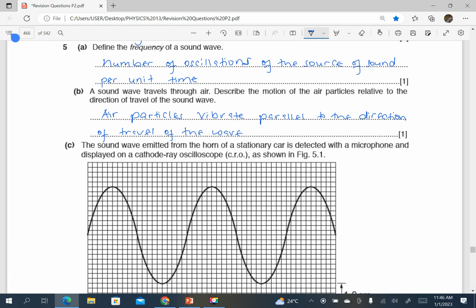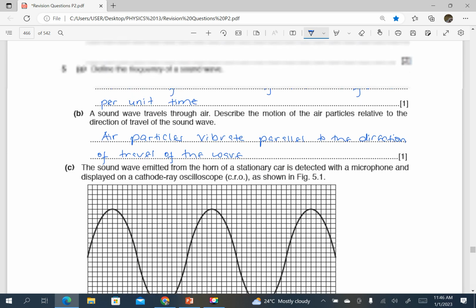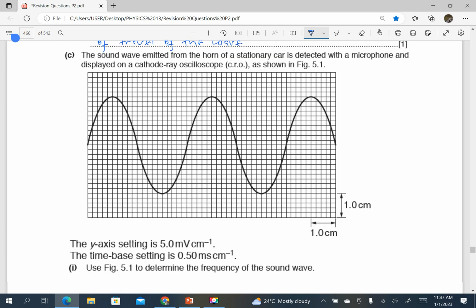The sound wave emitted from the horn of a stationary car is detected with a microphone and displayed on a cathode ray oscilloscope as shown. Okay.